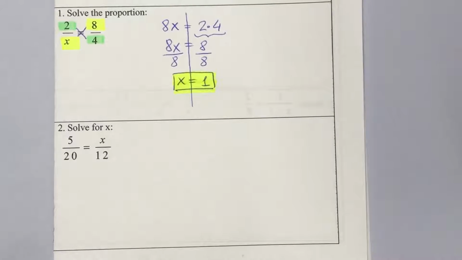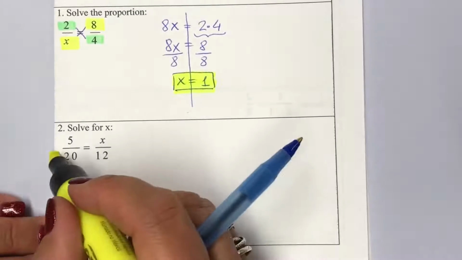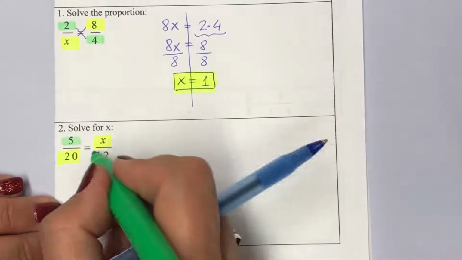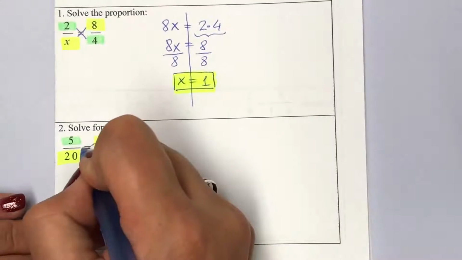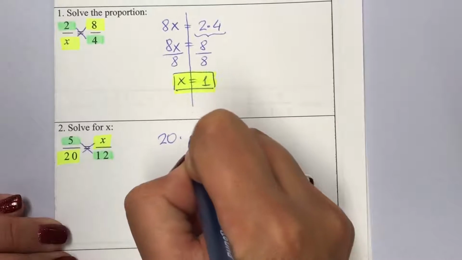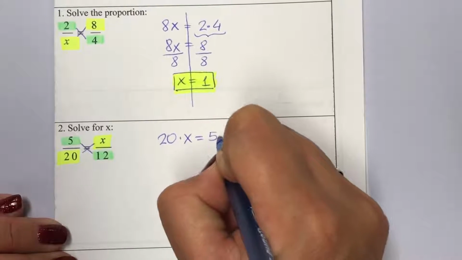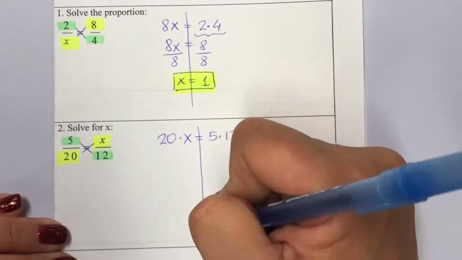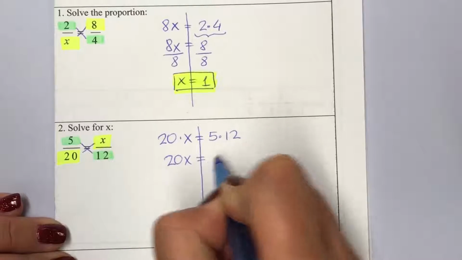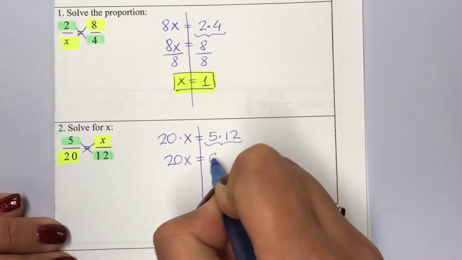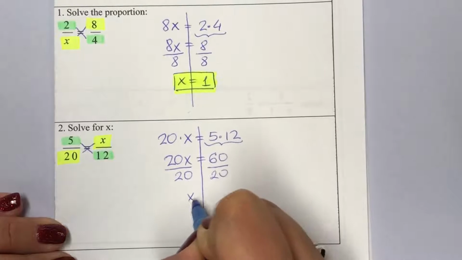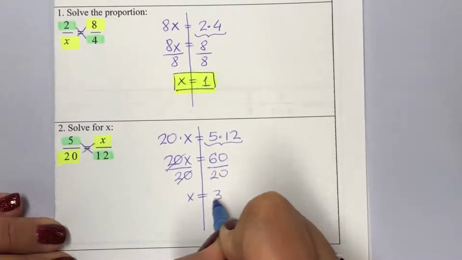Let's solve for x in another example. I have 20 going across with x and 5 going across with 12. To use cross products, we can set up an equation by multiplying 20 times x on one side and 5 times 12 on the other. 20x, bring down. Multiply 5 times 12, which is 60. Divided by 20, x will be 3.